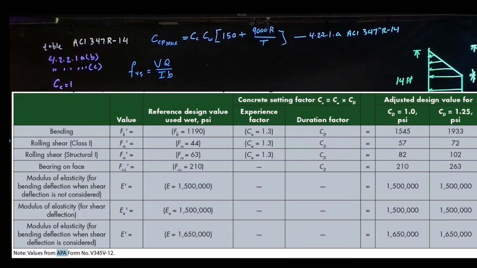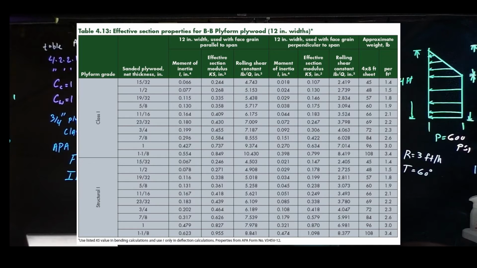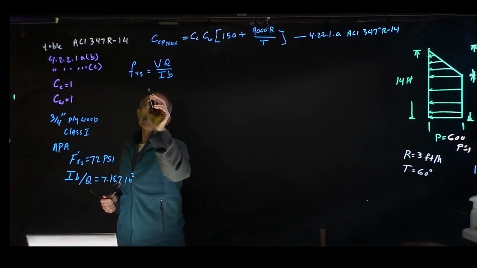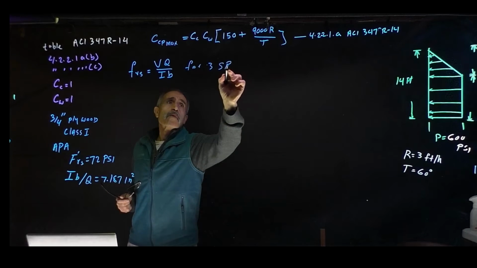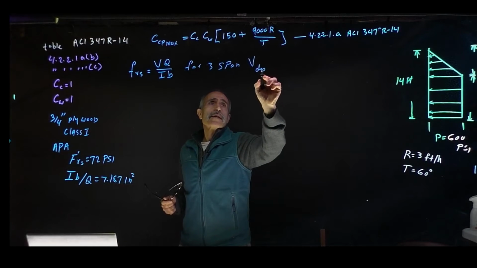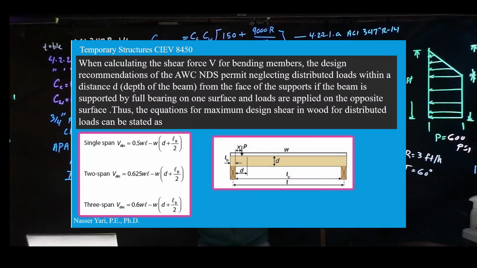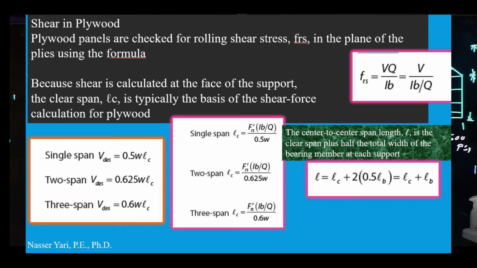So for checking rolling shear, from the APA table for class 1 plywood with load duration less than 7 days, we have the rolling shear equal to 72 psi, and from the other table we can find Ib divided by Q is 7.187 inch squared. For 3 span, we have shear. Remember we had shear in timber design, and it's the distance away from the end of the beam. So the equation for it is 0.6 WLC.